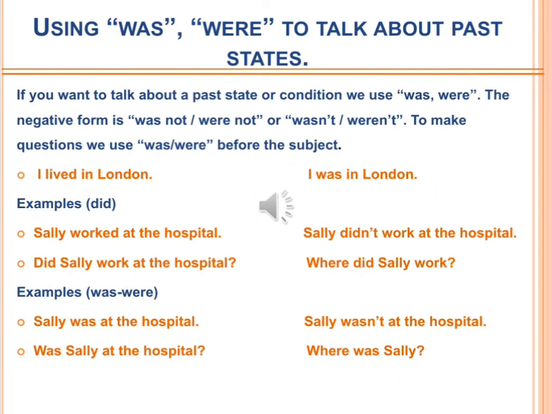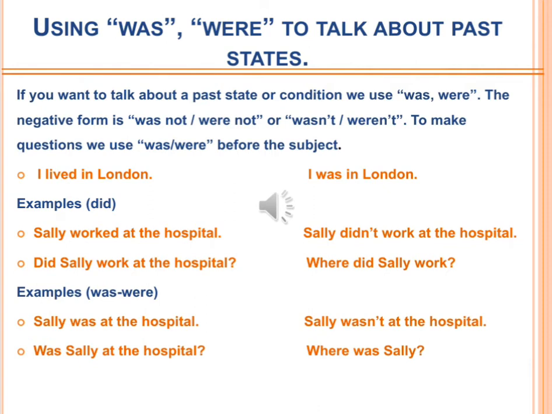Using was or were to talk about past states. If you want to talk about a past state or condition, we use was or were. The negative form is was not, were not, or wasn't, weren't. To make questions, we use was or were before the subject. Example: I lived in London. I was in London. Examples using did: Sally worked at the hospital.